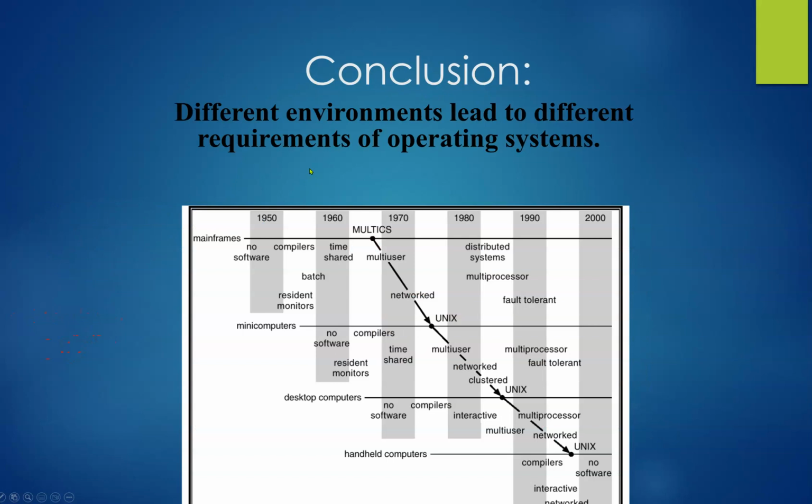So the conclusion is different environments lead to different requirements of operating systems. And if you see, it basically advanced over the course of the last 70 years from just monolithic to much more flexible and smaller operating systems, as well as computing platforms.